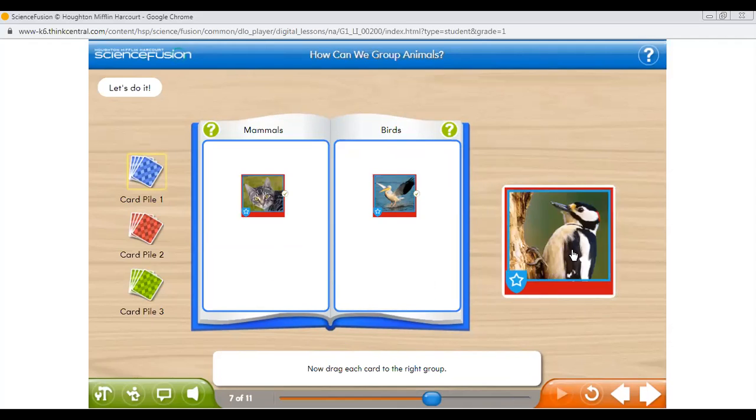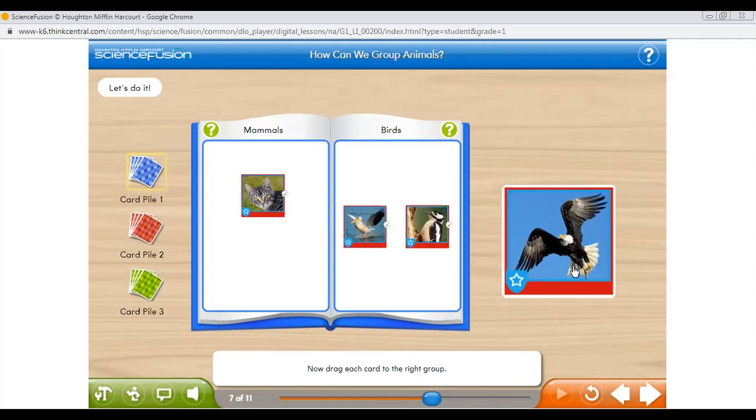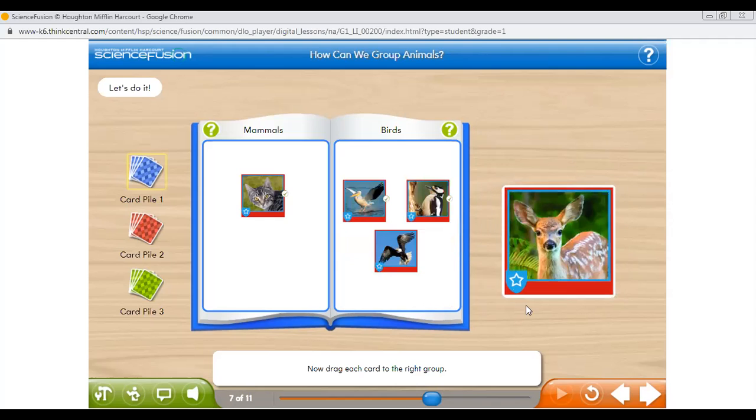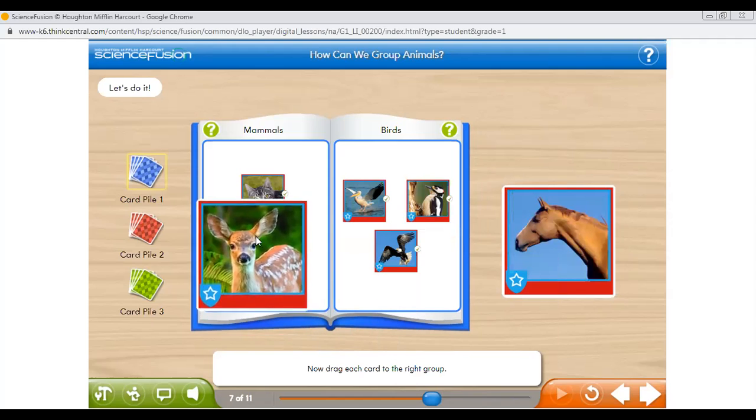Now again, look at it. It has fur or feather. Yes, it has feathers. So it is a bird. Now again, look at the body of this animal. Is it fur or feather? It is a feather. So it is a bird. Now look at this animal. It is a deer. So what is the body covering of this animal? It has fur or hair. So it is a mammal.